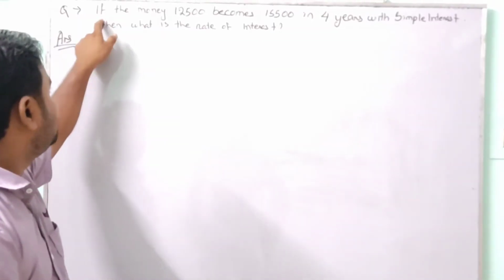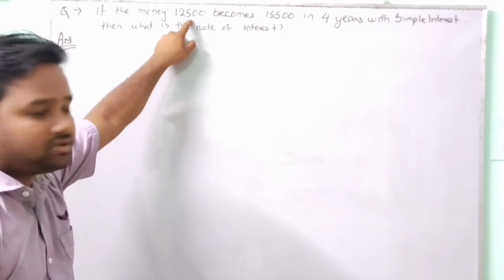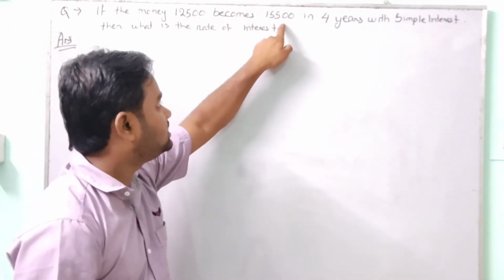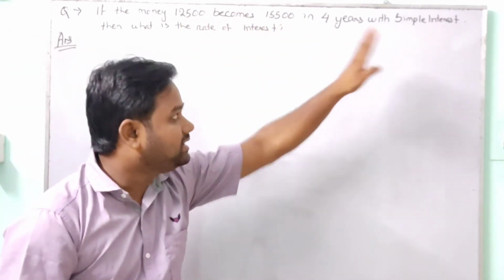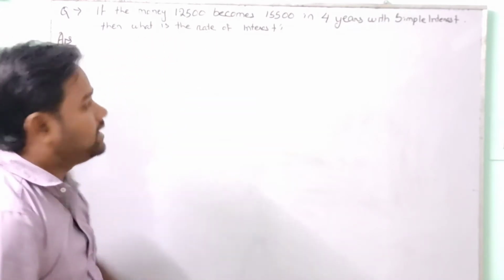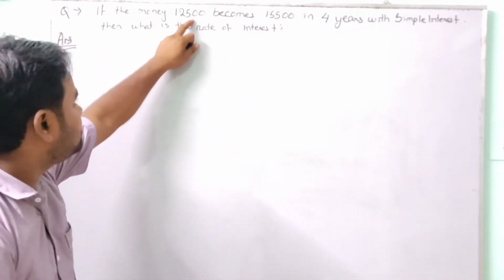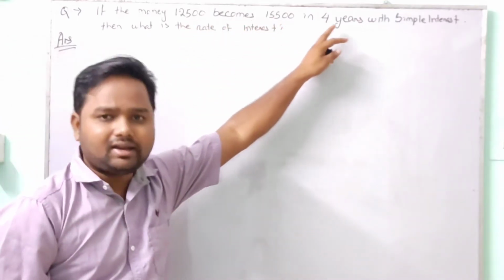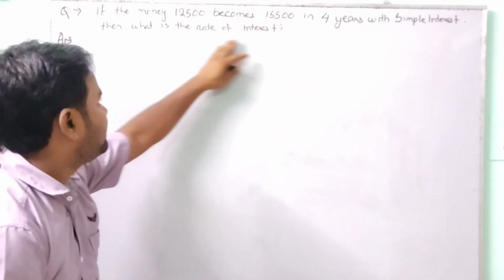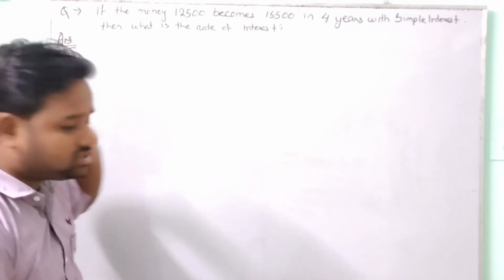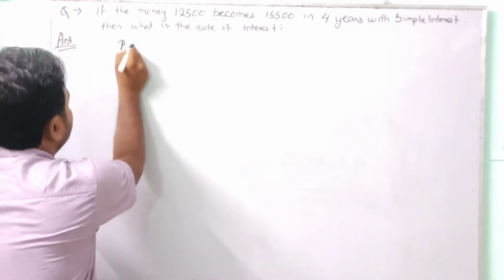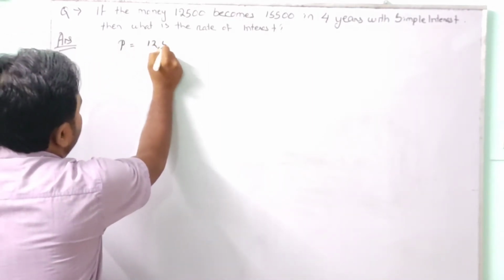The next question is, if the money of 12,500 rupees becomes 15,500 rupees in 4 years in simple interest, then what is the rate of interest? In this question, the principal amount is given, the total amount is given and the time is given. So we have to find out the rate of interest. So here the principal amount is 12,500.